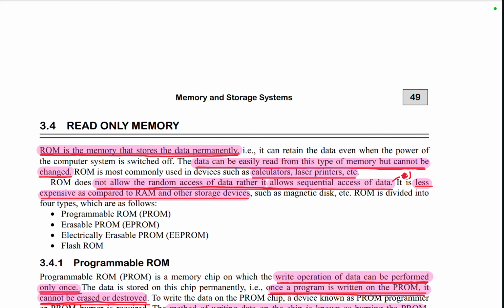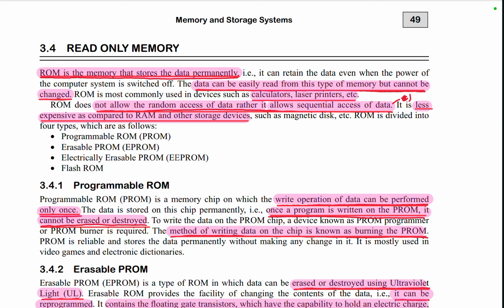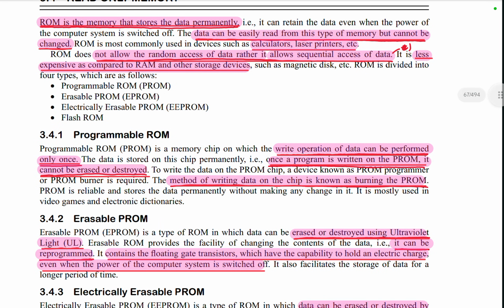Read only memory: ROM is memory that stores the data permanently. Data can be easily read from this type of memory but cannot be changed. It is used in calculators, laser printers, etc. It does not allow random access of data, rather it allows sequential access of data, and is less expensive as compared to RAM and other storage devices.